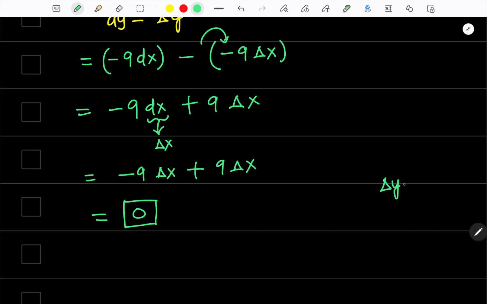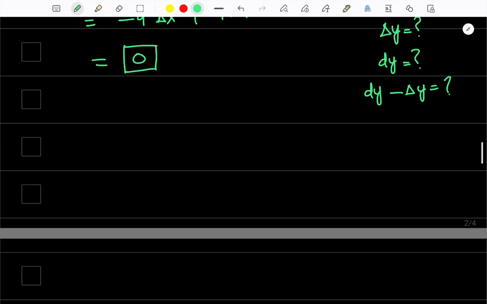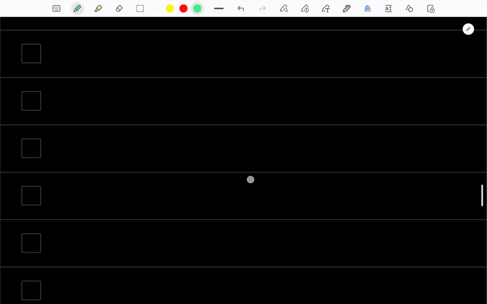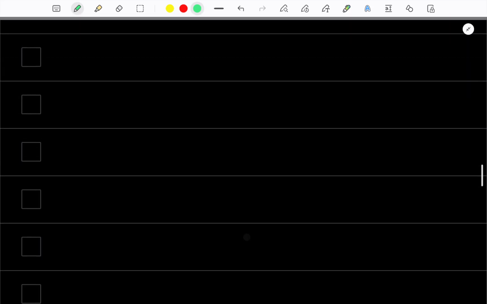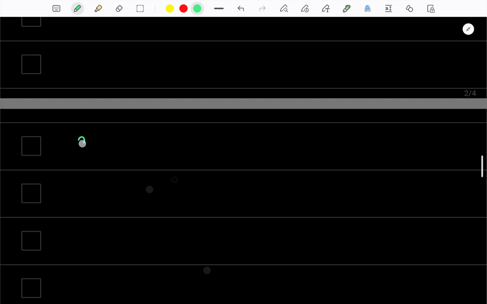So what are the three quantities we calculated? The first we calculated delta y, the second we calculated dy, and the third we calculated dy minus delta y. These are the three things we calculated in this question. Right. Let's go to the next question.